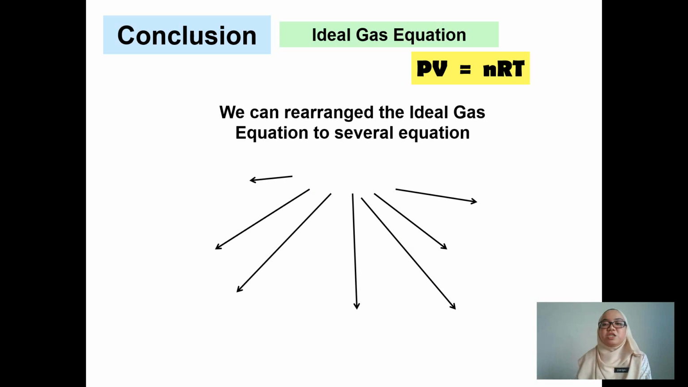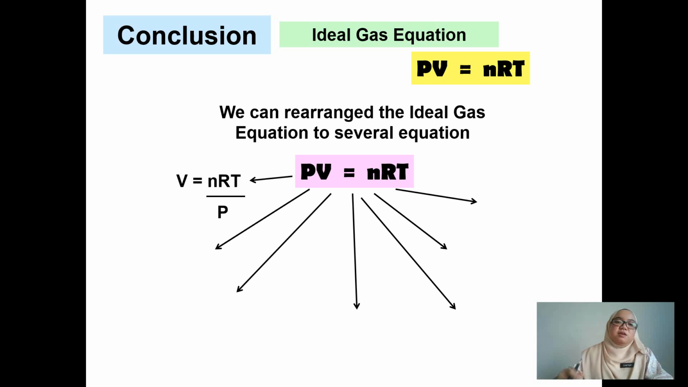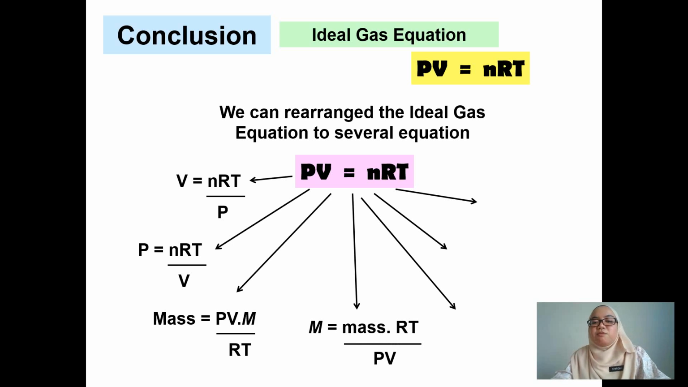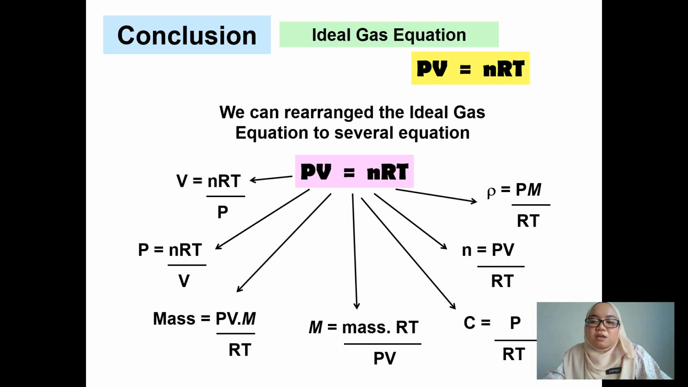So we can use and rearrange the ideal gas equation to form several equations. First, we have PV equals nRT. With V as the subject, V equals nRT over P. P equals nRT over V. Mass equals PV over RT times molar mass, okay? And then molar mass equals mass times RT over PV. Concentration equals P over RT, n equals PV over RT. Density equals PM over RT.